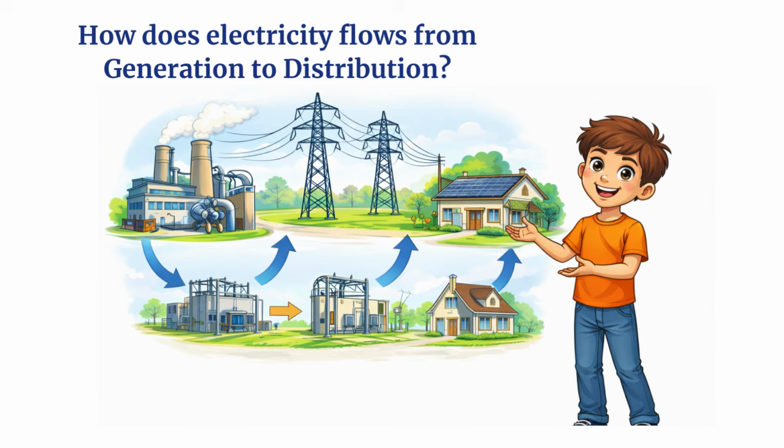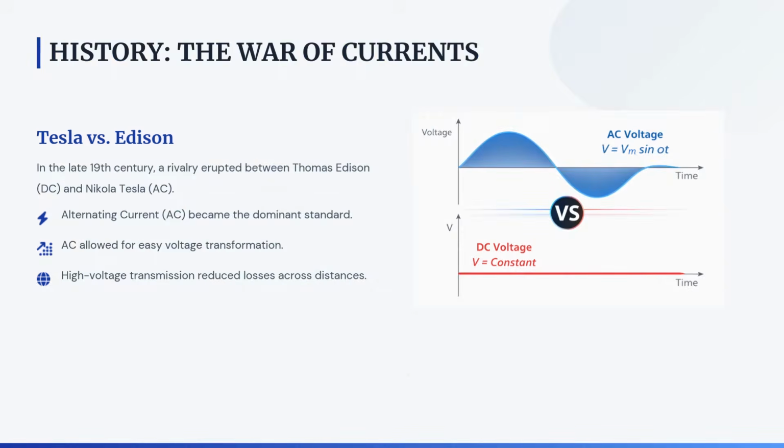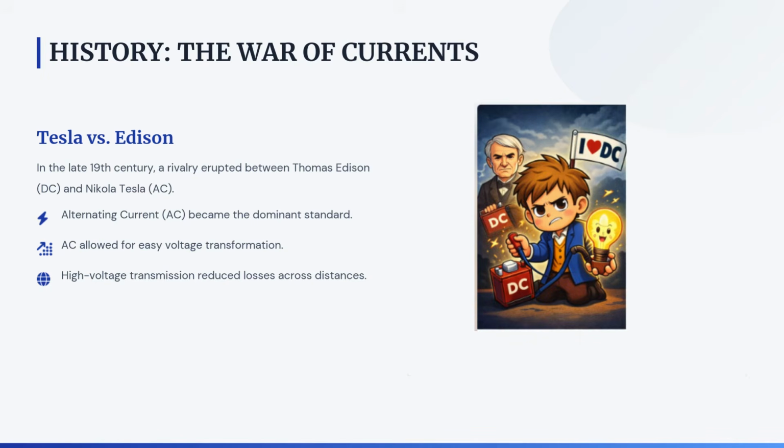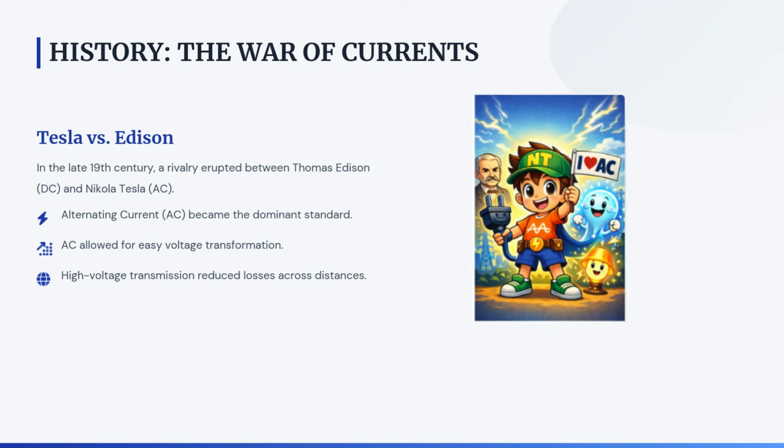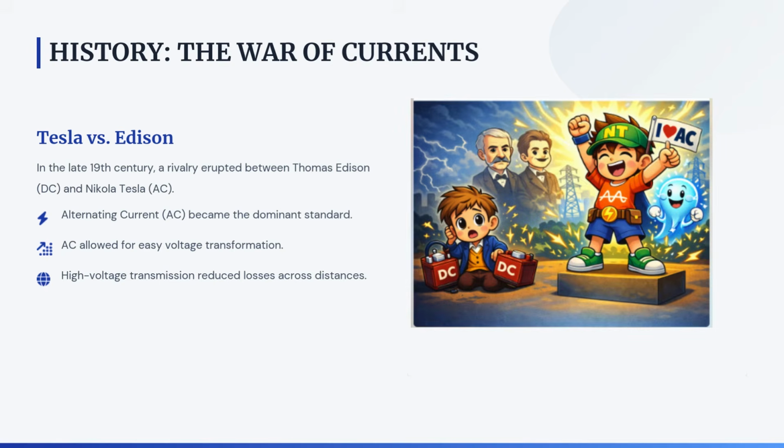In the late 19th century, a famous rivalry known as the War of Currents took place between Thomas Edison and George Westinghouse. Edison championed direct current, or DC, but Westinghouse and Nikola Tesla advocated for alternating current, or AC. AC eventually became the global standard because it could be easily and efficiently stepped up to high voltages using transformers, which solved the problem of massive power losses during long-distance transmission.